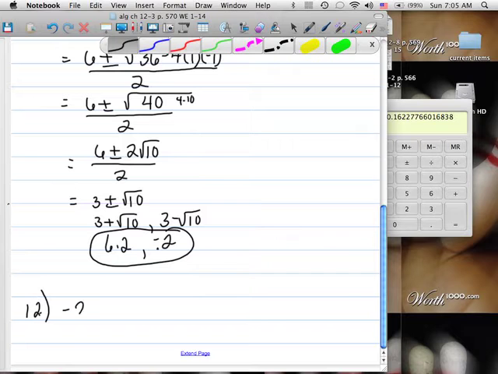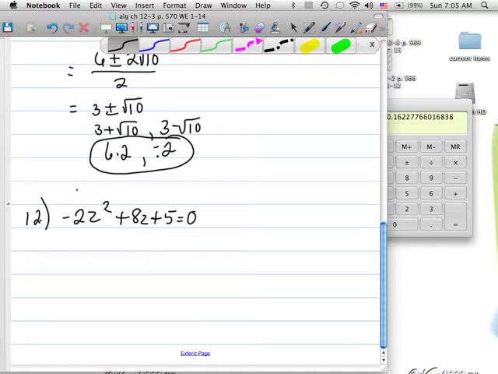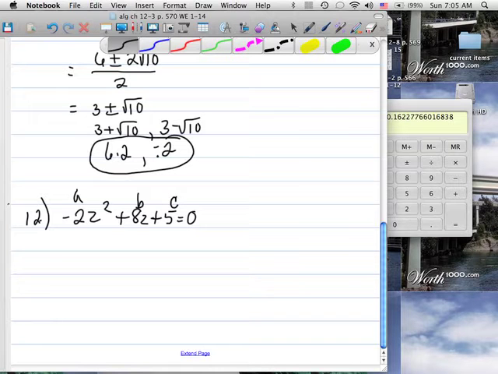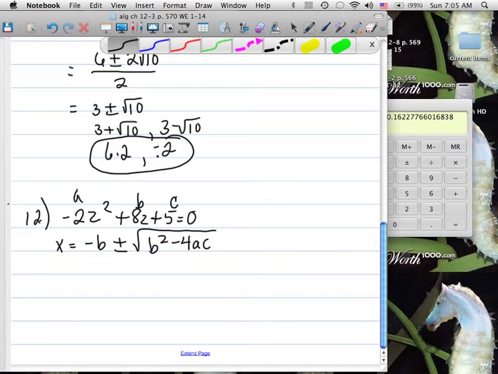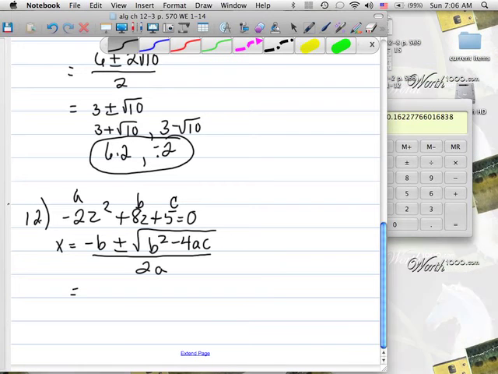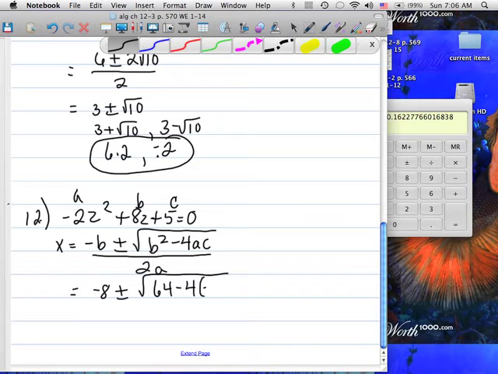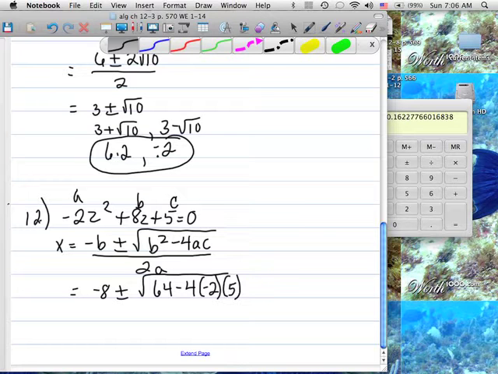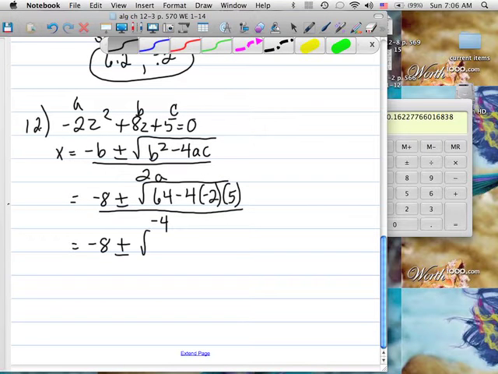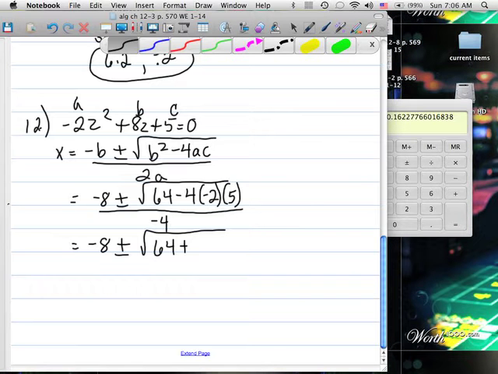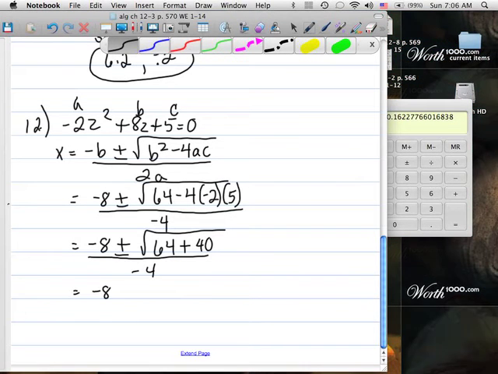We have negative 2z squared plus 8z plus 5 equals 0. So a is negative 2, b is 8, and c is 5. Formula, x equals the opposite of b plus or minus the square root of b squared minus 4ac over 2a. So the opposite of b would be negative 8 plus or minus the square root of b squared. 8 squared is 64. Minus 4 times a, which is negative 2, times c, which is 5. Over 2 times a, 2 times negative 2 is negative 4. So that equals negative 8 plus or minus the square root of 64, and that's negative times negative, so plus 40, all over negative 4.